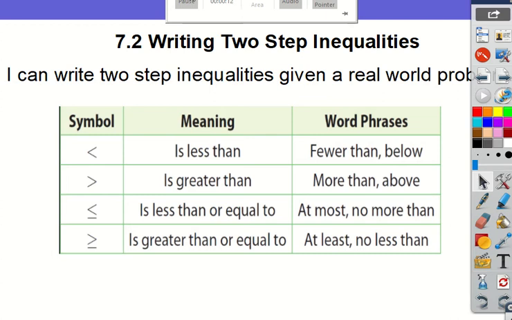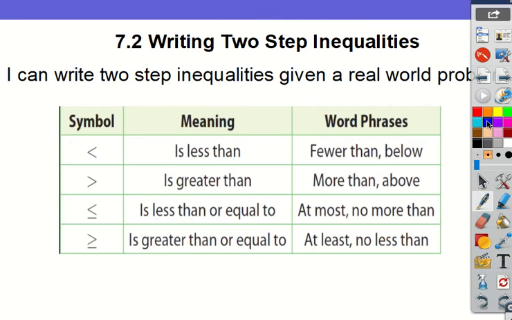Your essential understanding for today is I can write two-step inequalities given a real-world problem. This chart is a really good place to add to as word phrases pop up. It has the basics in the meaning category. So less than is less than. I'm also going to add that it is an open circle. Word phrases that might also pop up would be fewer than or below. As you see these pop up in word problems, you can add them to this chart.